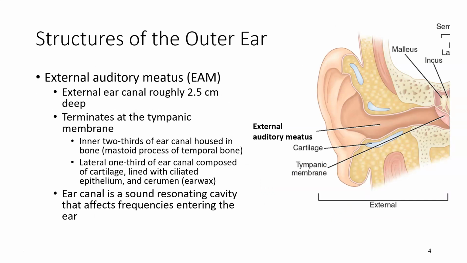From the concha, we enter the external auditory meatus, a tube roughly 2.5 centimeters deep that terminates at the tympanic membrane. Roughly the inner 2/3 of the ear canal, this external auditory meatus, is housed inside the bone, the temporal bone, the mastoid process where the ear is located. The more lateral outer 1/3 of the ear canal gets structure from cartilage. It's lined with ciliated epithelium, and it's also where we find the cerumen, our fancy name for earwax.